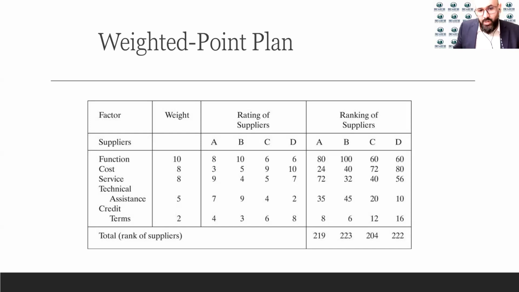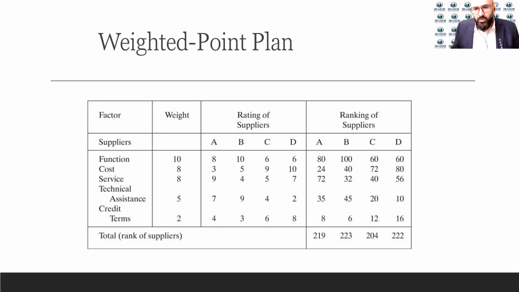So, I've ranked these suppliers based on these factors. Now once we rank these alternatives or suppliers, we multiply each ranking of the supplier by the importance of these functions. So 8 times 10 gives you 80. Then 3 times 8 gives you 24. And 9 times 8 would be 72. 7 times 5 would be 35. And 4 times 2 would give you 8. Add these together and select the alternative with the highest score.